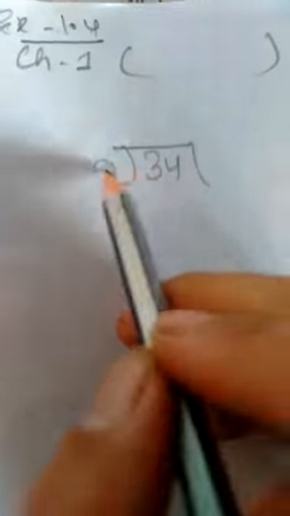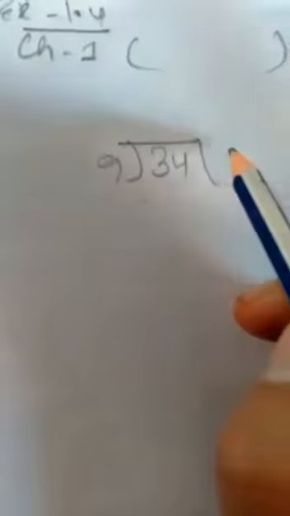So here, in the 9 table, how much is 34? 34 is not in our 9 table, so we take a number less than 34. 9 threes are 27, right? 9 fours are 36, which is more, so we take 9 threes are 27. So here, 4 minus 7, borrow from here, it becomes 14. 14 minus 7 will be 7, right? Here, 7. 2 minus 2, you will get 0.